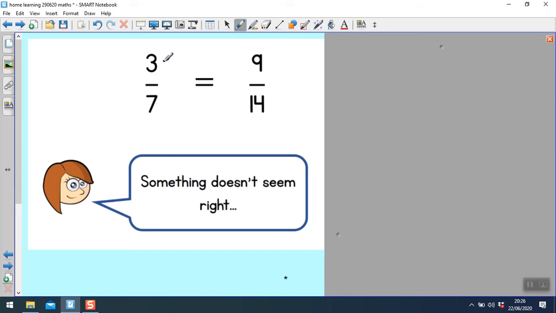So what's happened is that the 3 has been multiplied by 3 to get 9, but the denominator, the 7, has been multiplied by 2 to get 14. But whatever you multiply the numerator by, you've got to multiply the denominator by. So if you are correcting this, if you're multiplying them both by 3, you would get 9 over 21. And if you were multiplying them both by 2, you would get 6 over 14.